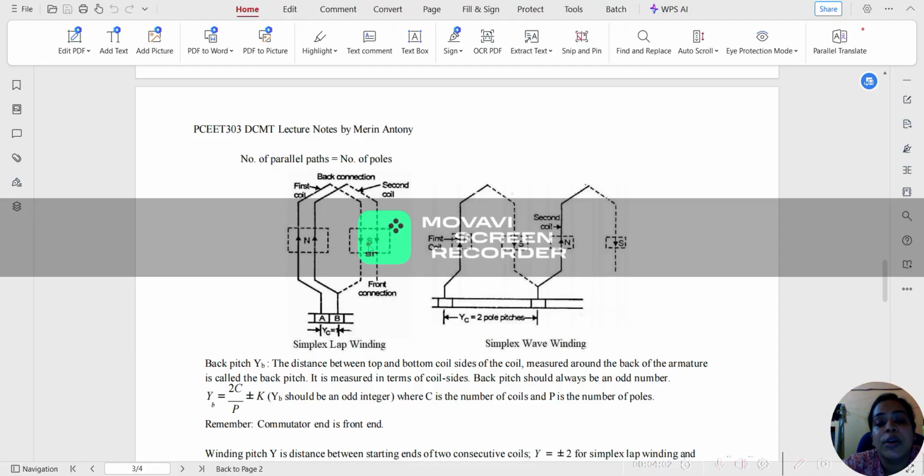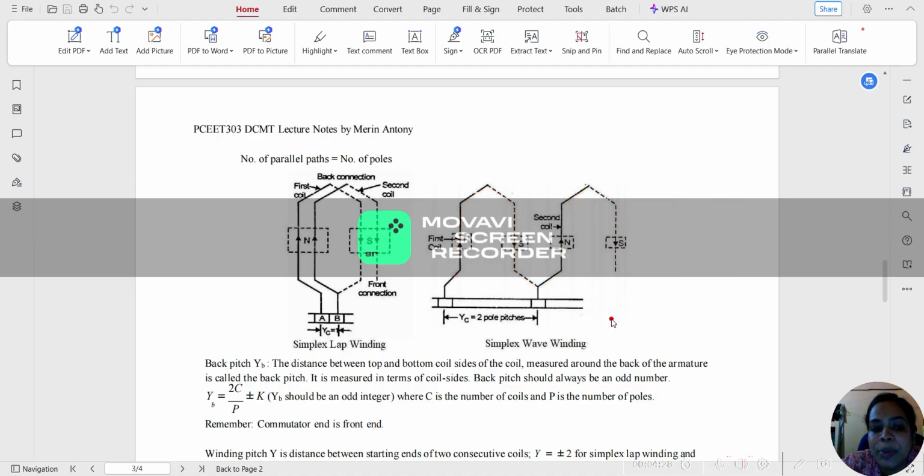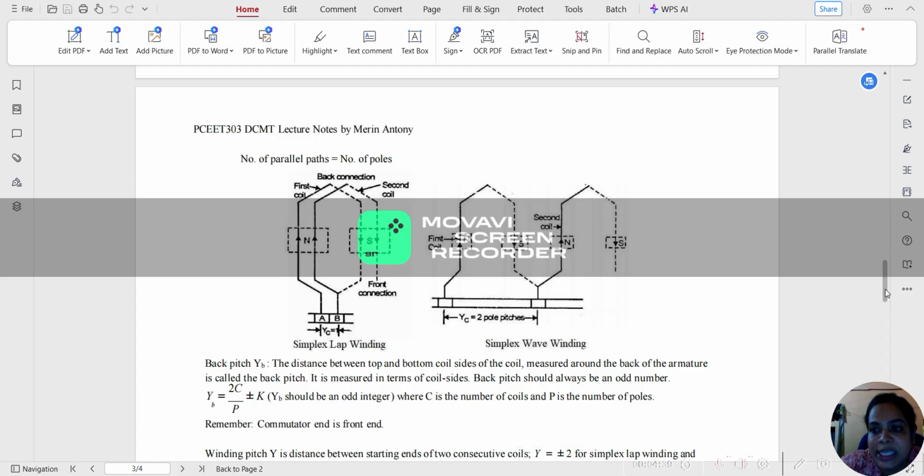Then how do we draw the wave winding? Wave winding, this is one coil. In this wave winding diagram, the second conductor is connected to the first conductor of the second coil in this pattern, and if it continues like this, we will call it wave winding. And this also has a back connection and a front connection in the wave winding. Okay, so hope it is clear. This is another classification of armature windings. This is the major type of classification of armature winding.